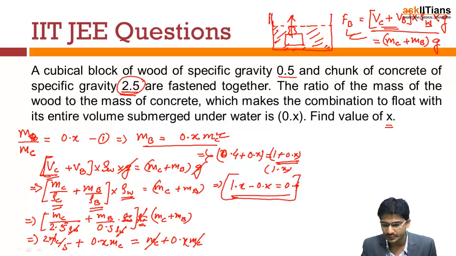Now how to find out the value of x? That's what you have to find. What value of x will satisfy this condition? Now it's very easy to look at the values. If you put x equal to 2, you can see that it will be 1.2 minus 0.2, that is 1. Likewise, if you put the value of x as 4, you will have 1.4 minus 0.4, that is 1.